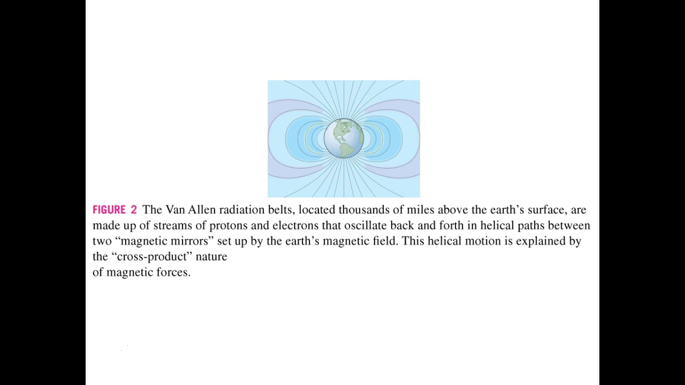Those are belts that surround the Earth. They're located thousands of miles above the Earth's surface. They're made up of streams of protons and electrons that oscillate back and forth in helical paths between two magnetic mirrors set up by the Earth's magnetic field. That helical motion is explained by the cross-product nature of the magnetic forces.